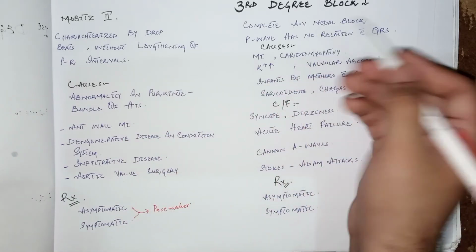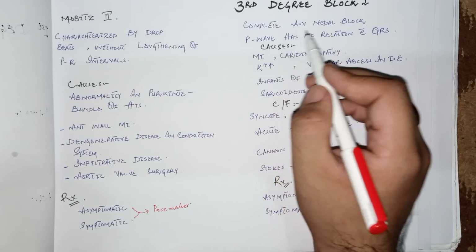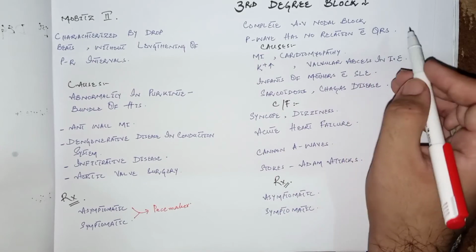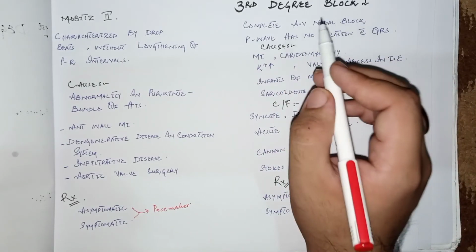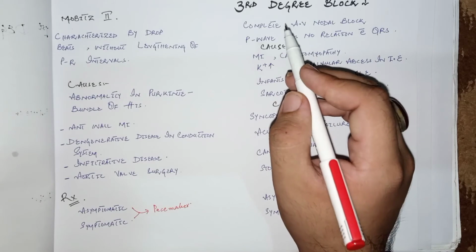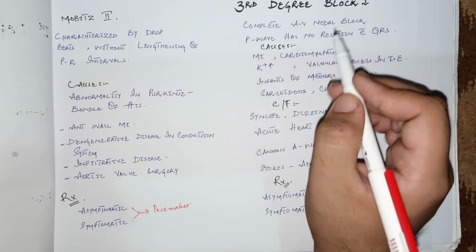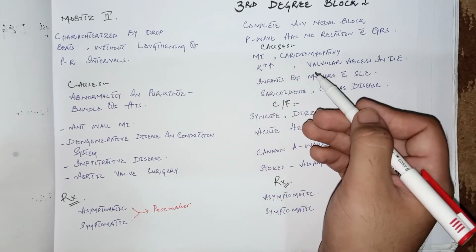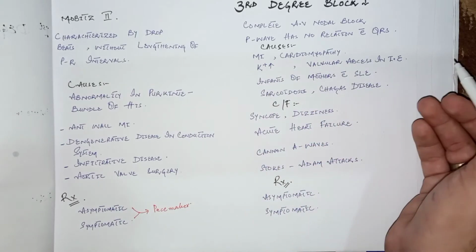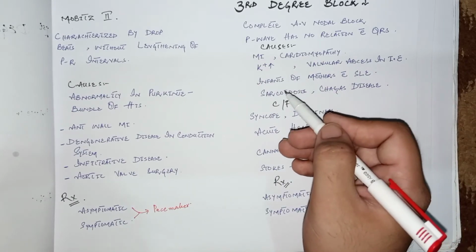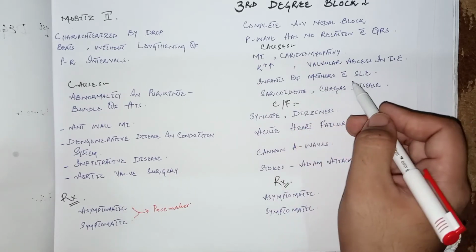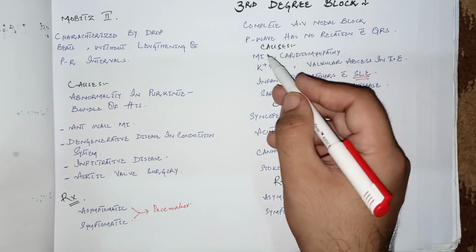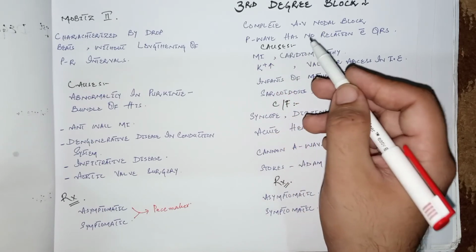Now come to the third degree AV nodal block. In this case, there is complete AV nodal block, that P wave has no relationship with the QRS complex, that there is no relation between the activity of the atria and the ventricles due to complete blockage. The causes include myocardial infarction, cardiomyopathy, severe hyperkalemia, valvular abscess in case of infective endocarditis, and the infant's defect in the infants of the mothers with SLE, that is systemic lupus erythematosus, sarcoidosis, and Chagas disease. So these all are the causes of third degree or complete heart block.